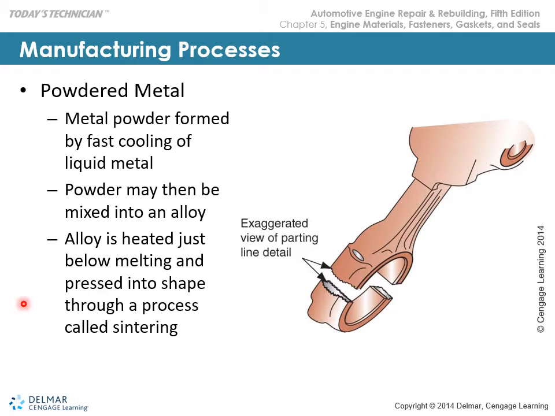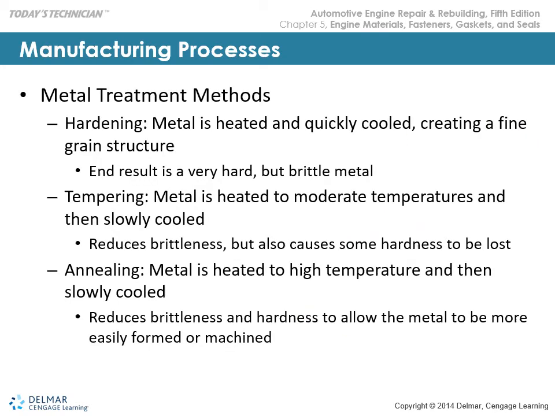And the process of melting and pressing into shape is called sintering, and it's utilized today because it's a faster production process than having a forging and the machining that goes along with bringing it down to the final part.